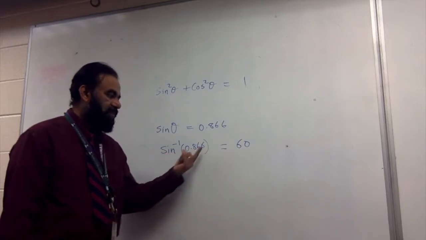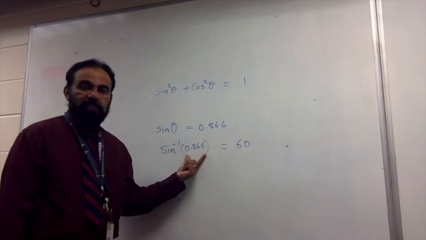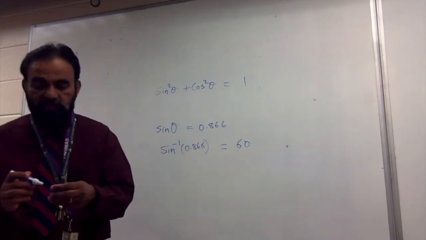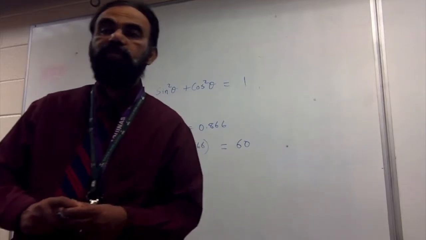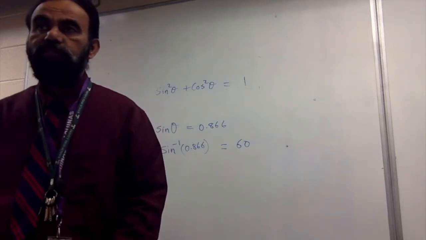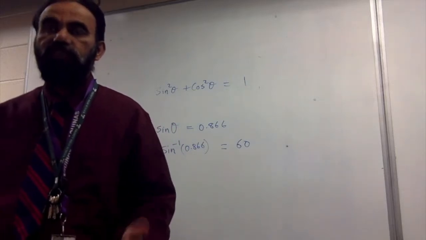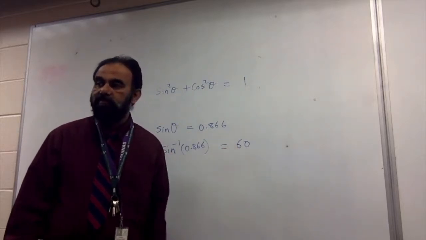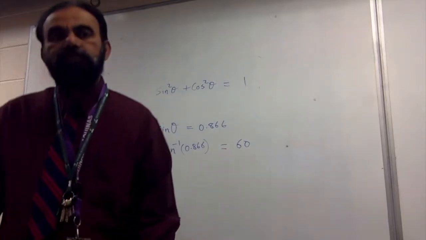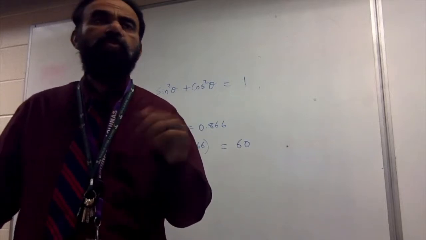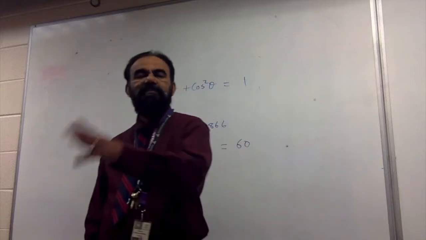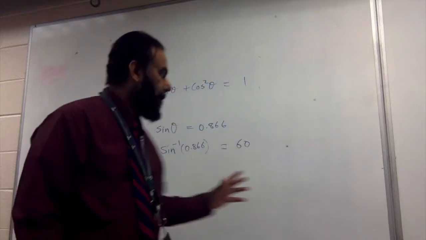Sine inverse of the ratio, this is the ratio, will give you this. Try it out and see. If it's not coming out, it probably is because your calculator is in the radian mode. If you are in radian mode, the answer that comes out is going to be in radians. We'll learn more about radians and conversion of radians to degrees in a later chapter.